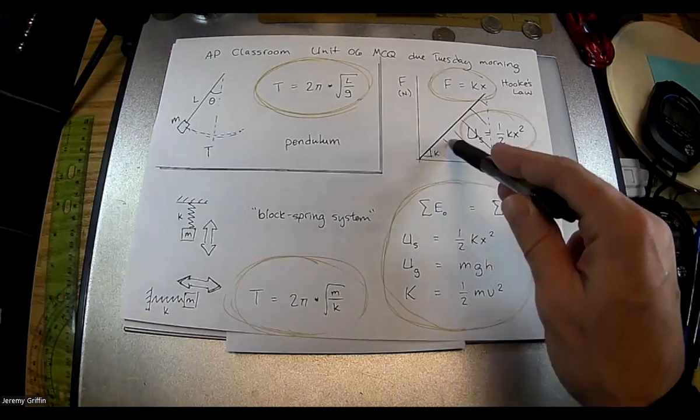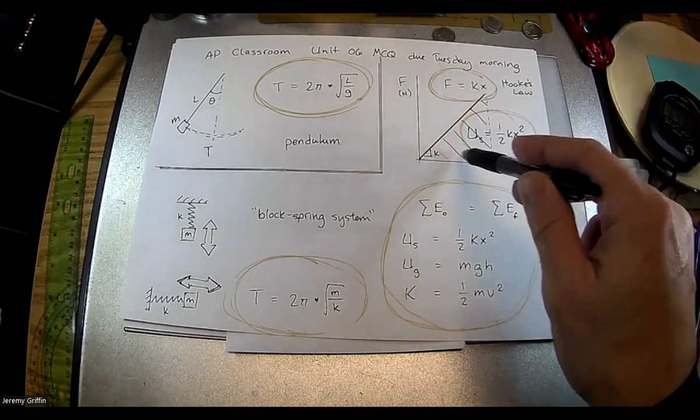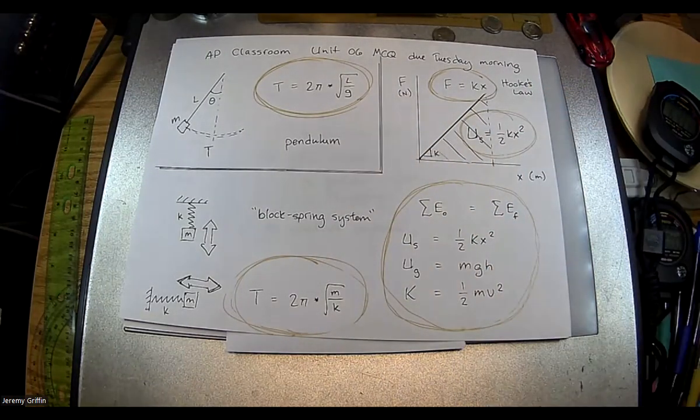Right. And then if you accumulate the area under this curve, F versus x, you get 1/2 kx squared. But you guys saw that last semester, so I think you guys can navigate that. So you guys good with that?